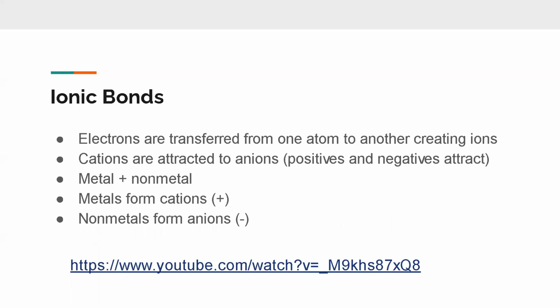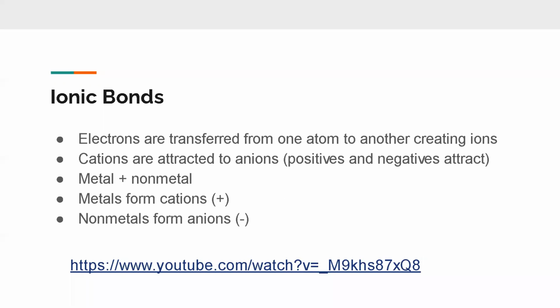Ionic bonds. So basically how it works is electrons are transferred from one atom to another. So it creates ions. For example, NaCl. If Cl gives Na an electron, then Na would become Na+ and Cl would become Cl-. And because one is positive and one is negative, they attract and they bond and create the compound NaCl. So cations are attracted to anions because positive and negative attract.